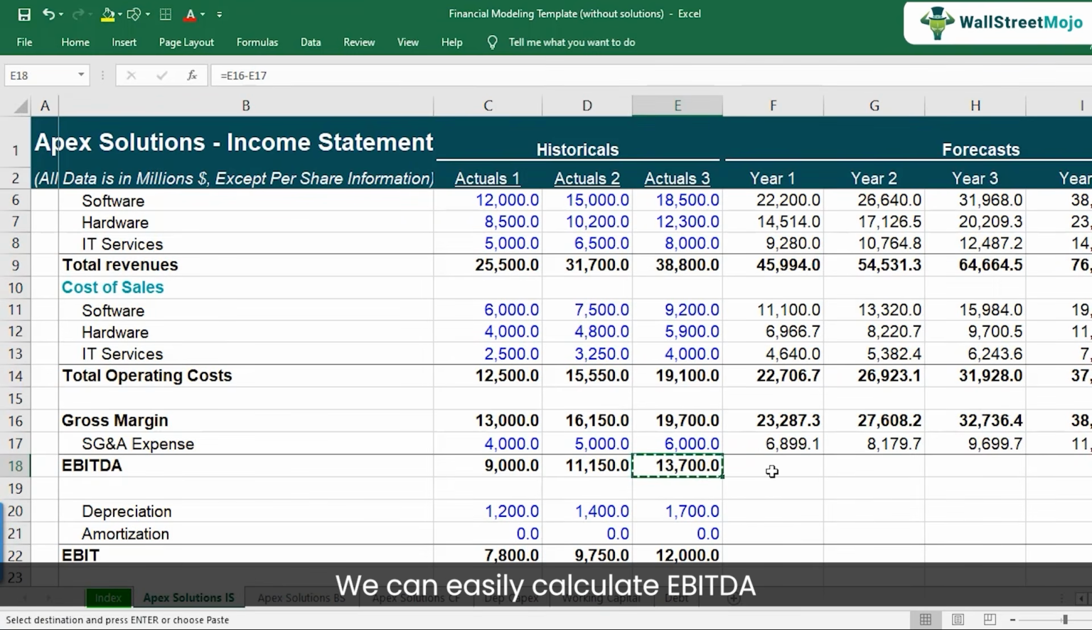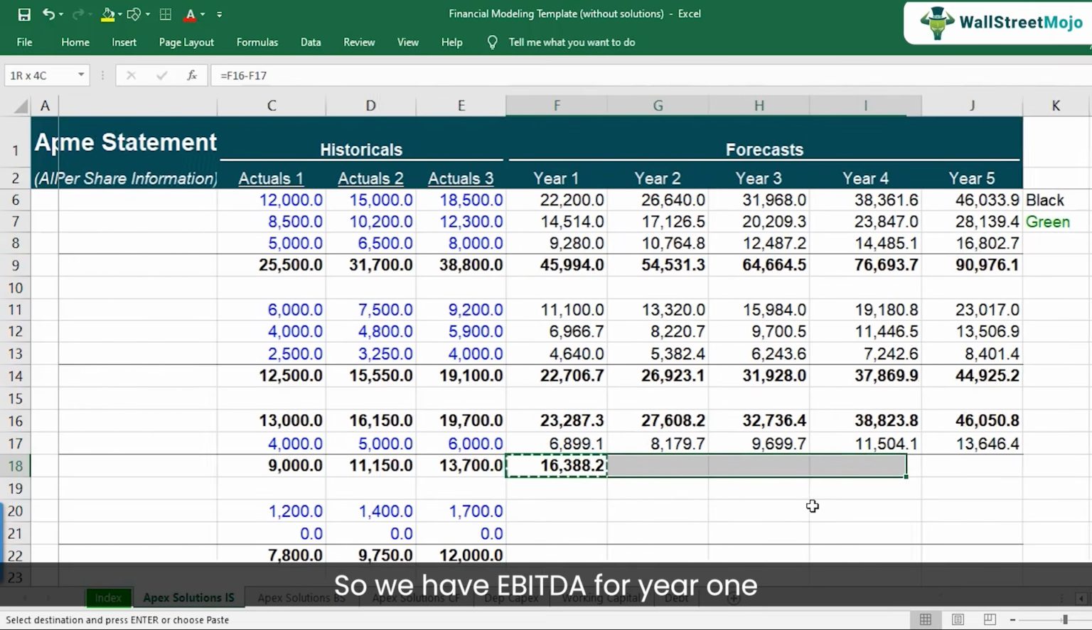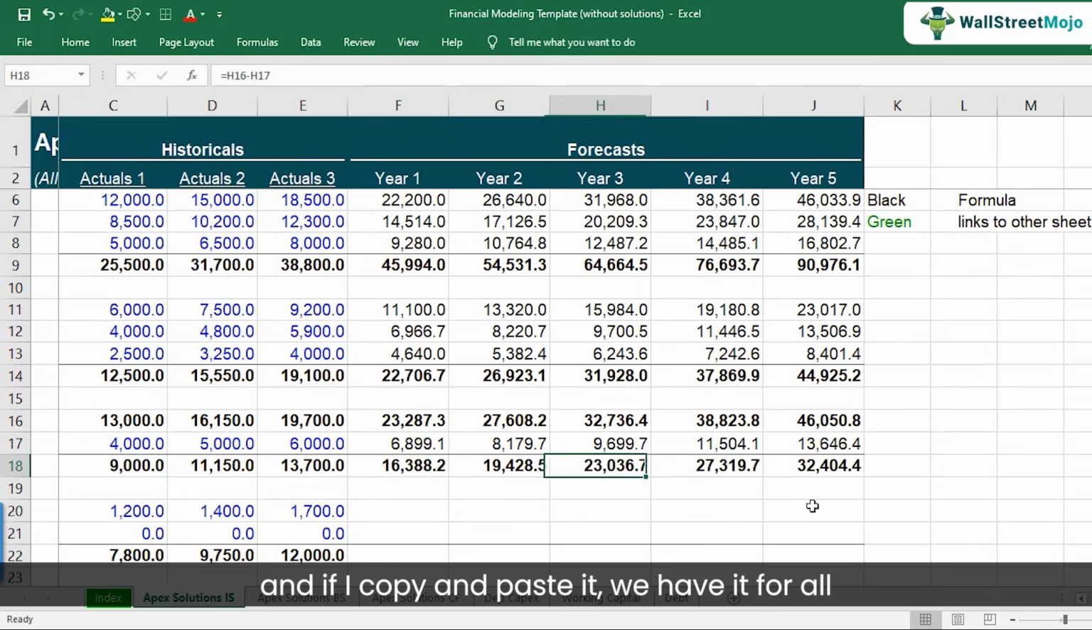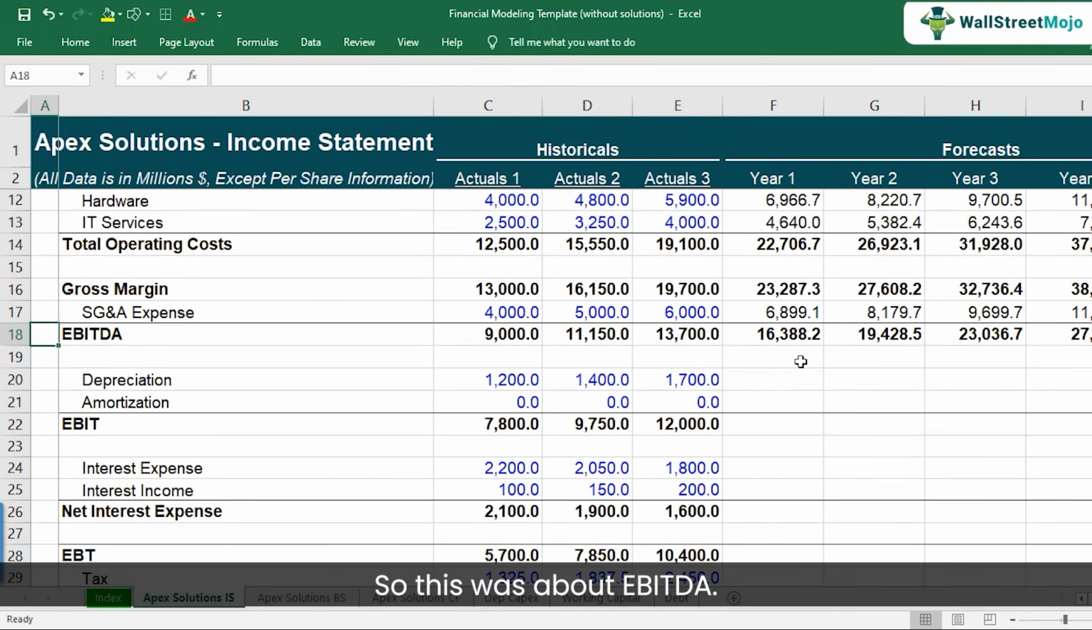We can easily calculate EBITDA, because EBITDA is nothing but gross margins minus SG&A expense, right? So we have EBITDA for year 1, and if I copy and paste it, we have it for all the other years as well. Okay, so this was about EBITDA.